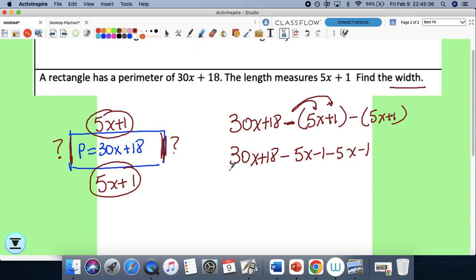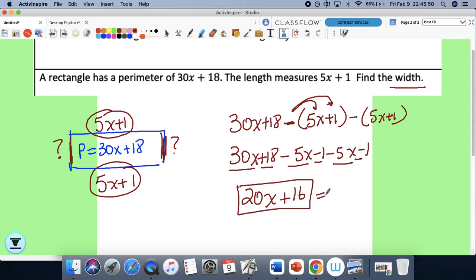Combine like terms, we have x, x, and x. 30x minus 5x is just 20x. 18 minus 1 is just positive 16. So this is the length of two of the width together, right? This side and this side together. So because they're asking us just for the length of the width, we got to divide that by 2.